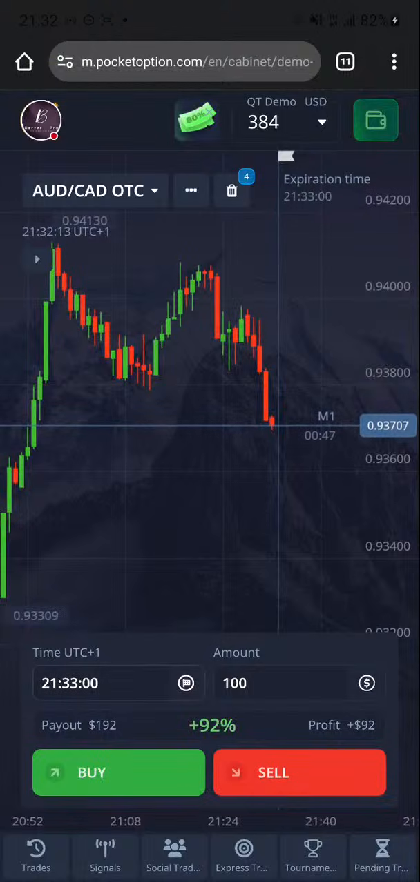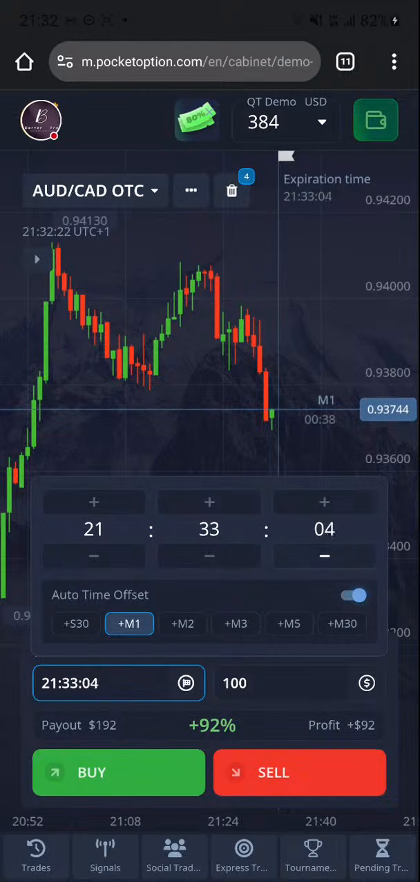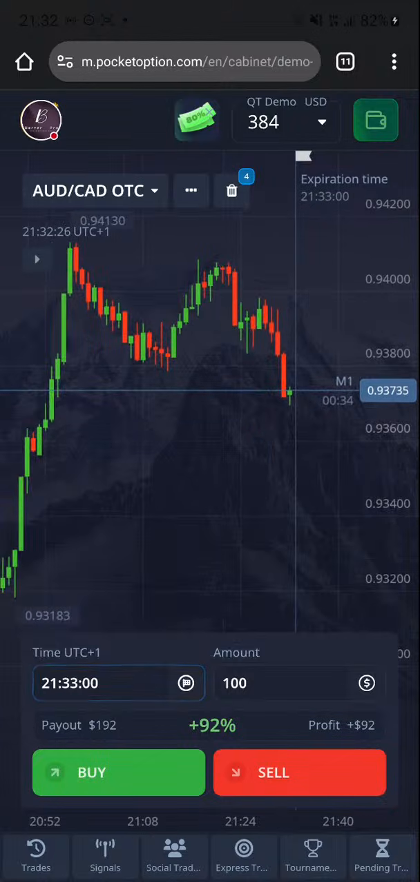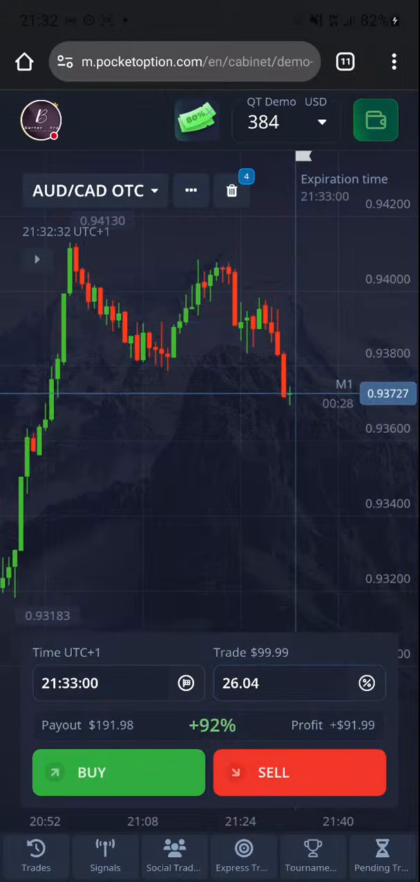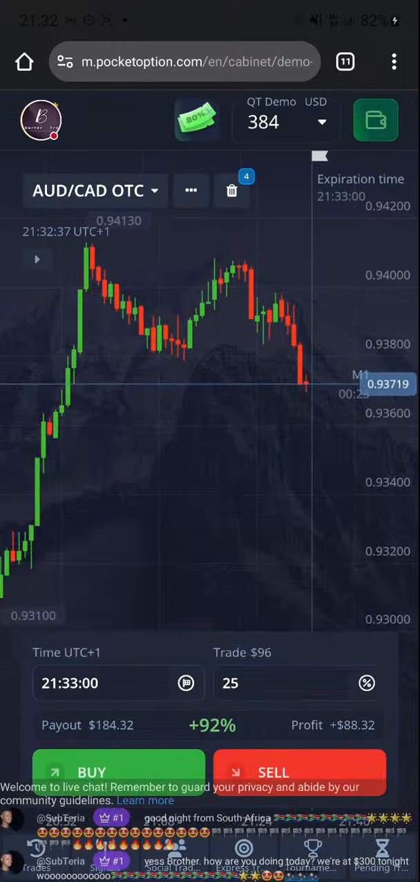So we're using the M1 in the flag mode, and we're making sure that this second hand is on zero. This one is very important that it's on zero so that the trade can close when the candle closes also. So I'll be going in with 25%, but I would have to lose this balance quickly first.